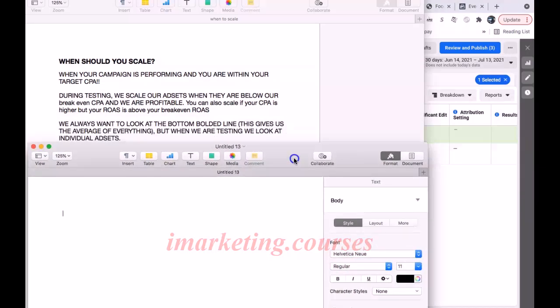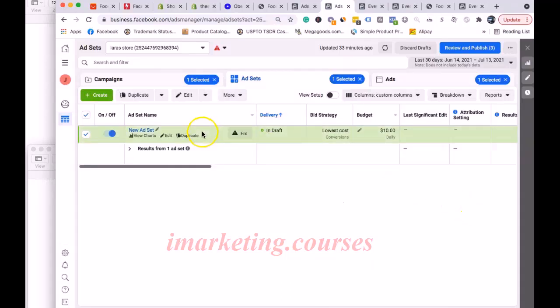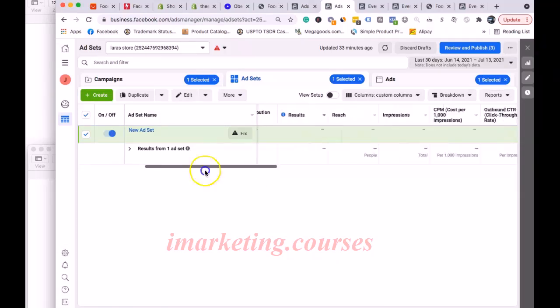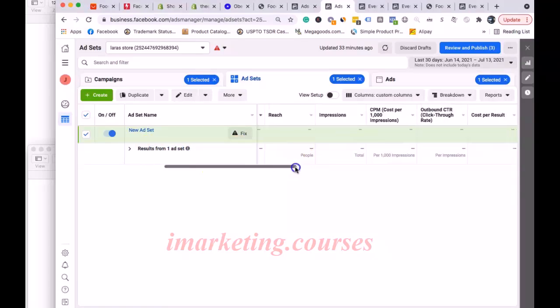Okay, now we always want to look at the bottom bolded line. I'm going to show you what that is in the campaign in your business manager. This gives us the average of everything, but when we are testing, we look at individual ad sets. So let me explain real quick what I mean by that, okay? So we have our ad sets here, right? And we're going to have probably 10 different ad sets. This is going to be the bottom bolded line, and it shows you the average of everything.